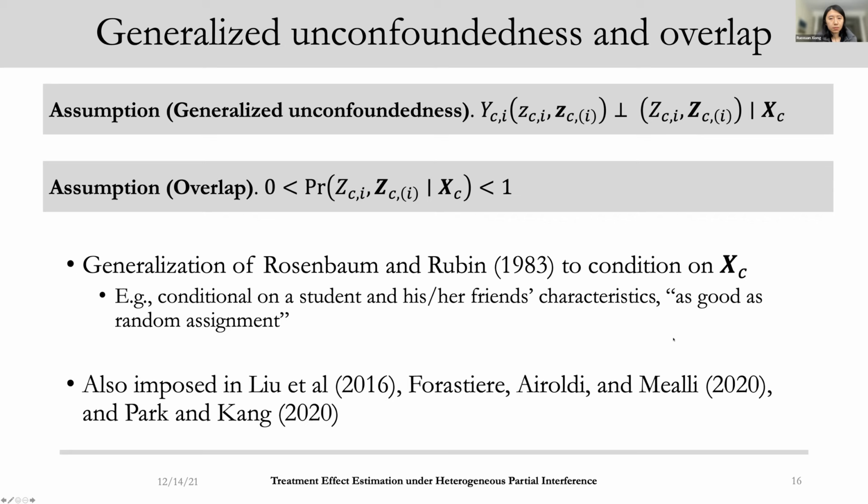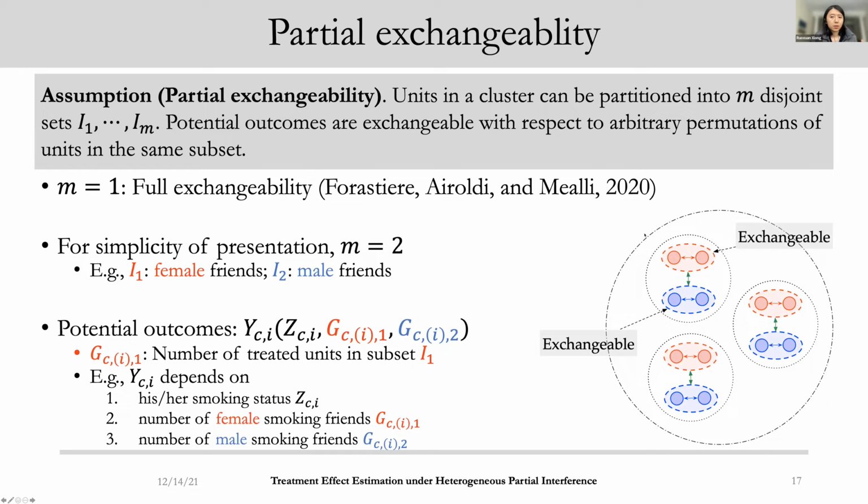The most important assumption in our paper is the partial exchangeability assumption. At a high level, this assumption is more general than the full exchangeability assumption, allows for heterogeneous interference, and differentiates from the previous work. Specifically, we assume that there are M types of units, and each type defines a set I. In a special case where M is 1, units are fully exchangeable, which is the setting in Fabrizia, Arodi, and Mealli's paper. When M is 2, there are two types of units, such as female or male, parents or children. For notation simplicity and ease of understanding, throughout this talk, we use the example of M equal to 2. But in fact, we allow more general M in our paper.